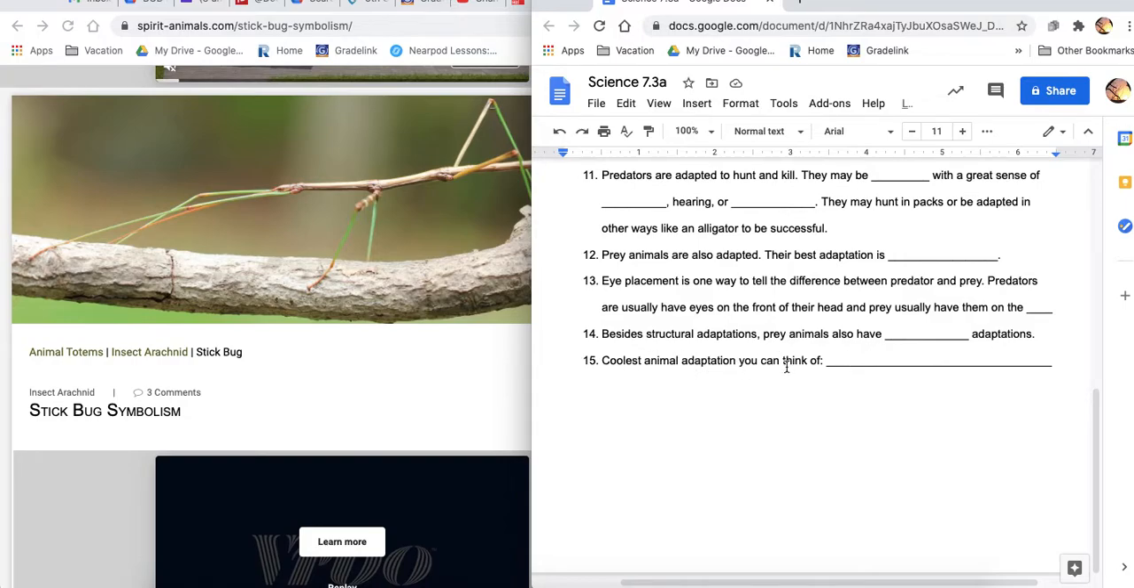Maybe you can think of one off the top of your head. You're like, this is so cool that an animal can do that. Or maybe you want to take a second and find something on the internet for coolest animal adaptation. You'd be amazed at what the good Lord has created the animal world to do, to either hunt or to avoid getting caught as it goes on.